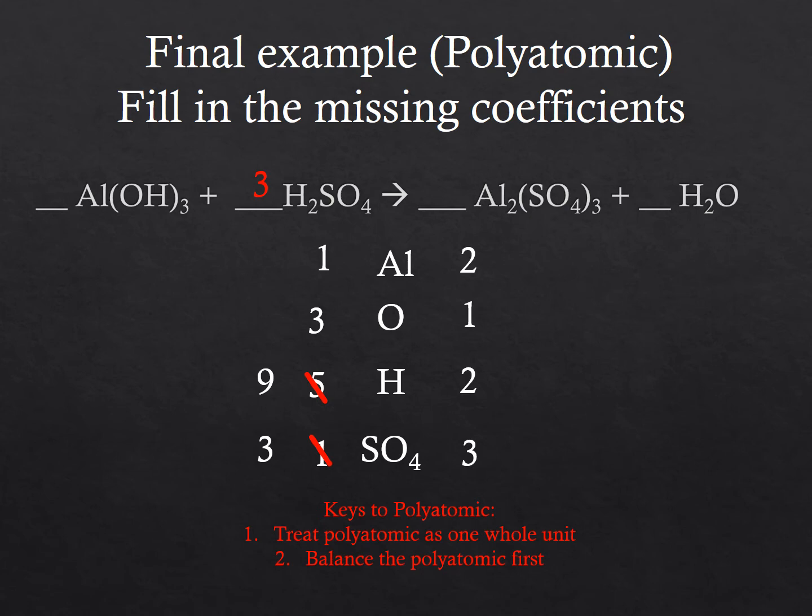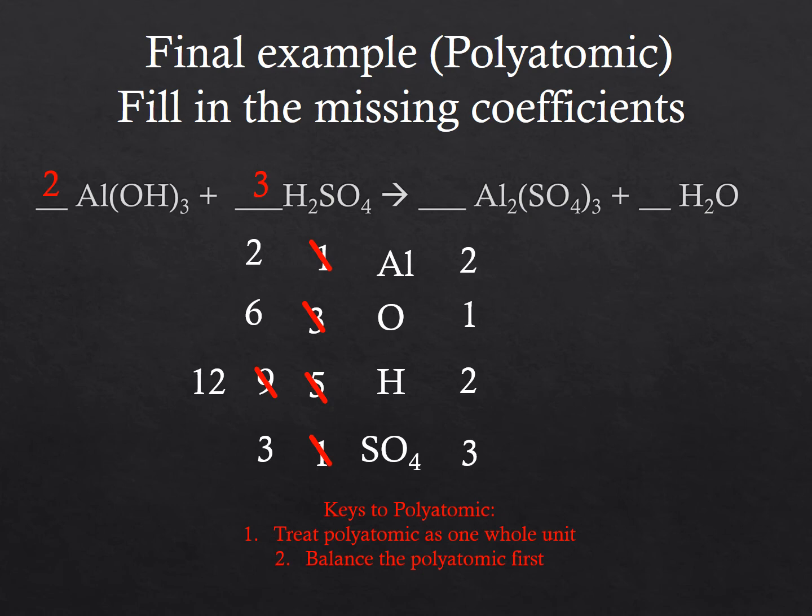So next up is aluminum. We gotta put a 2 in front of Al because there's only 1 there and we need 2 of them. So that changes aluminum to 2. Now it also changes oxygen and hydrogen because there's OH. Hydrogen turns into a 12 because there's 6 on the AlOH3 and there's 6 from the H2SO4. And then there are now 6 oxygens because 2 times 3 is 6.